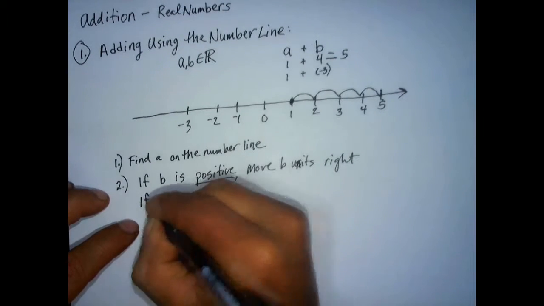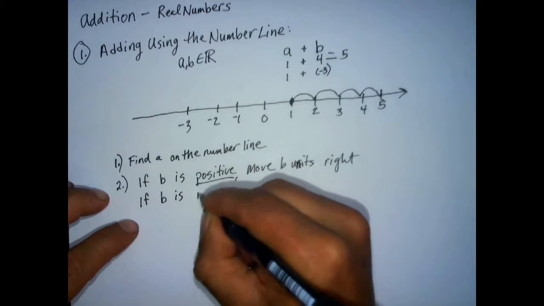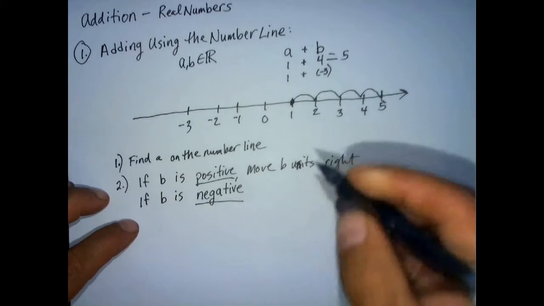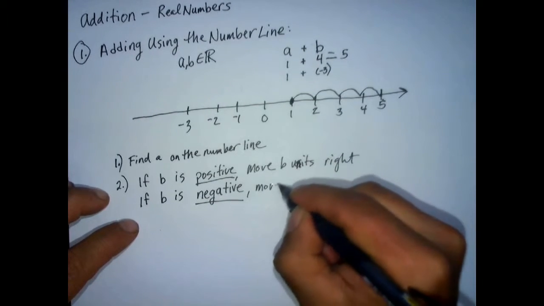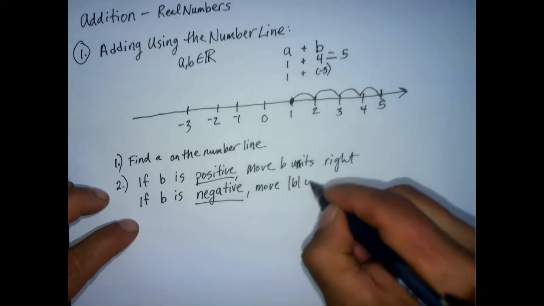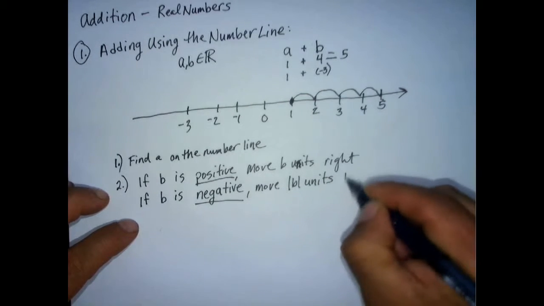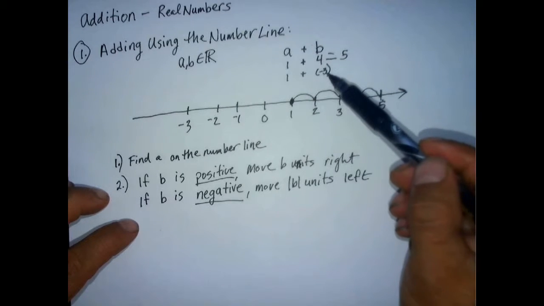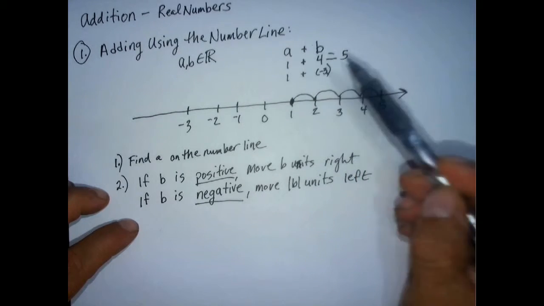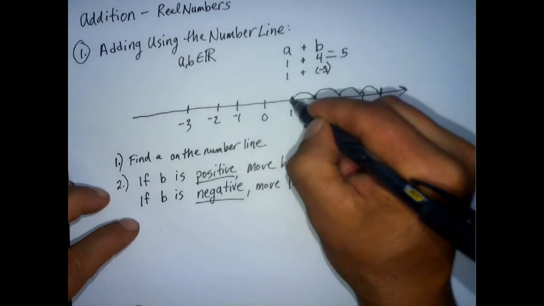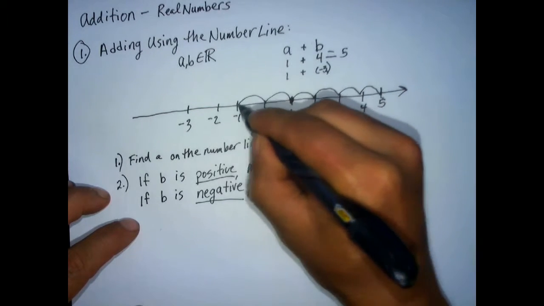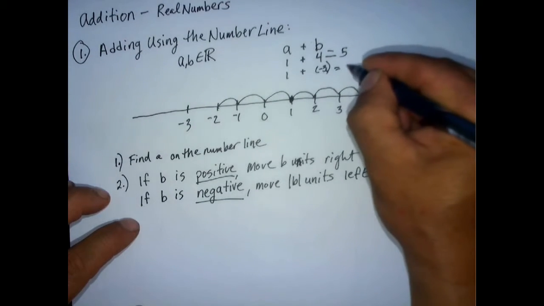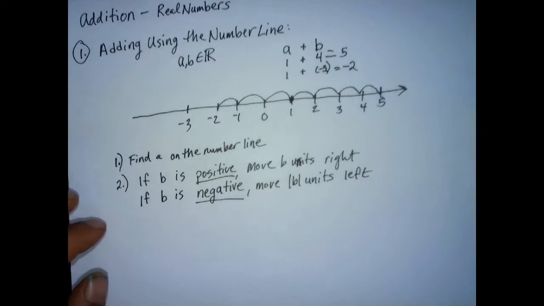If B is negative, what's the opposite of positive? Negative. So we do the opposite. We move not B units, but absolute value B units left. So the number without the sign here is 3. So we're adding 1 plus negative 3. So we're going to go 3 units to the left. 1, 2, 3. And 1 plus negative 3 is negative 2, because we landed on negative 2.